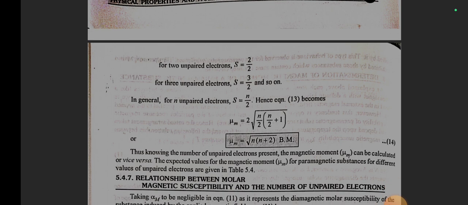Thus, knowing the number of unpaired electrons present, the magnetic moment can be calculated or vice versa. The expected values of the magnetic moment μm for a paramagnetic substance for different values of unpaired electrons are given in table 5.4.